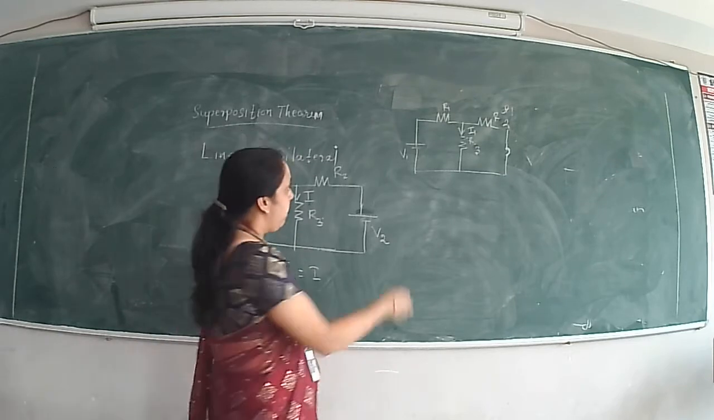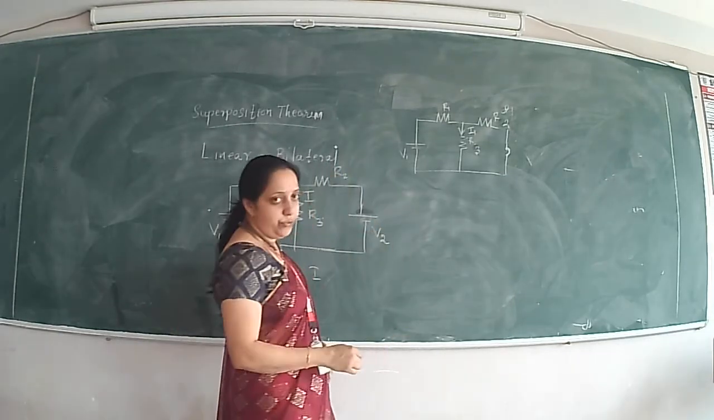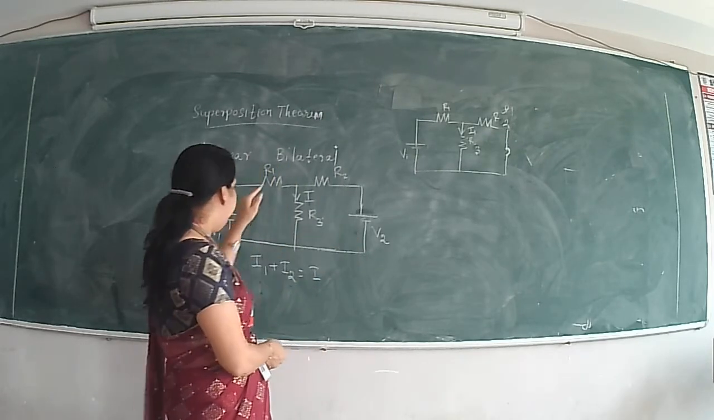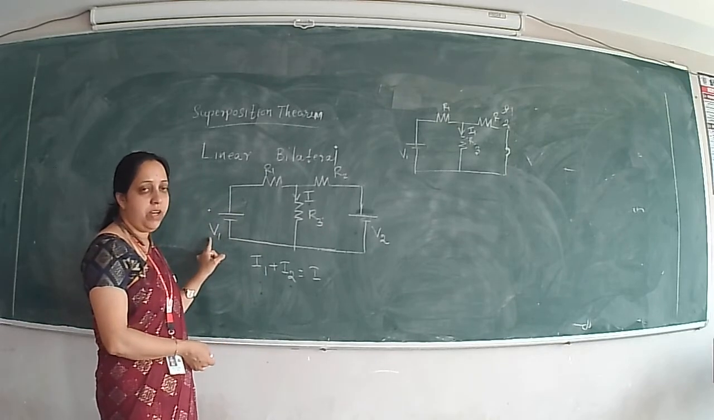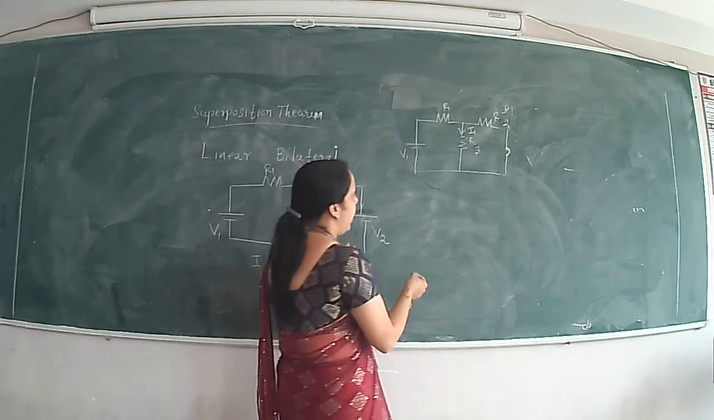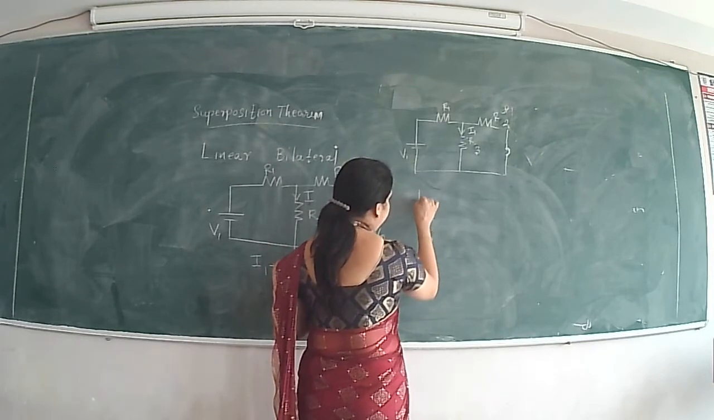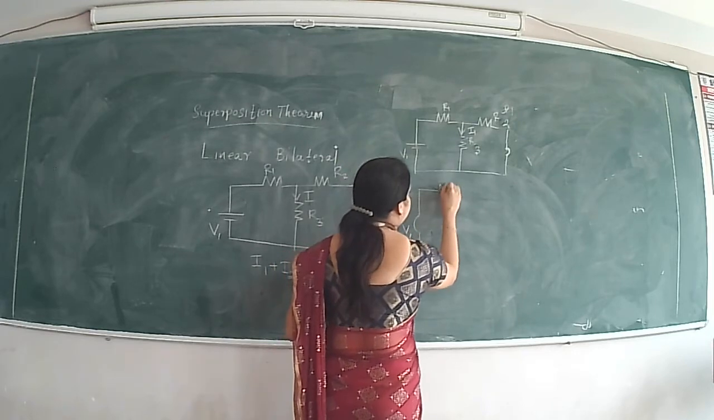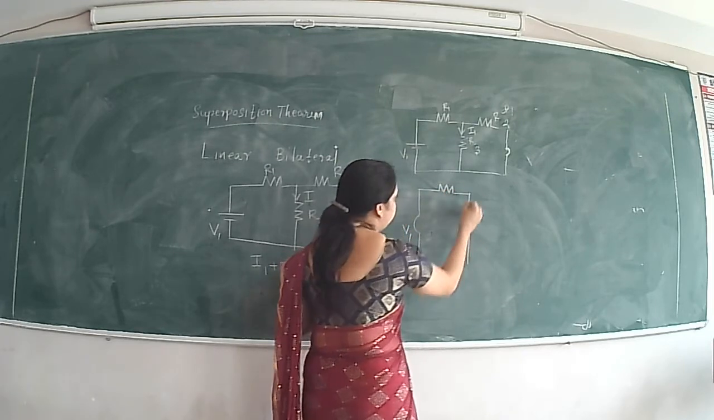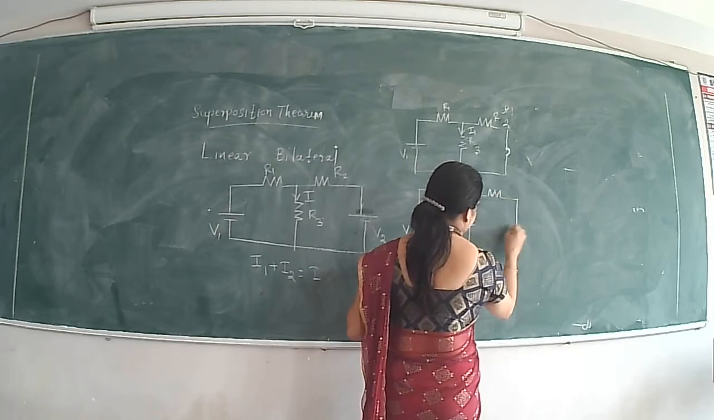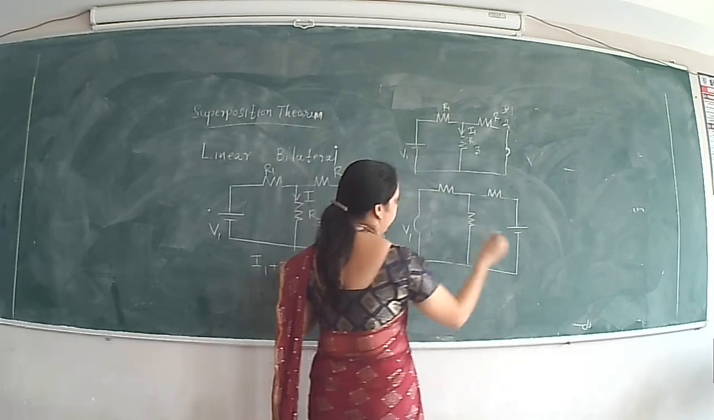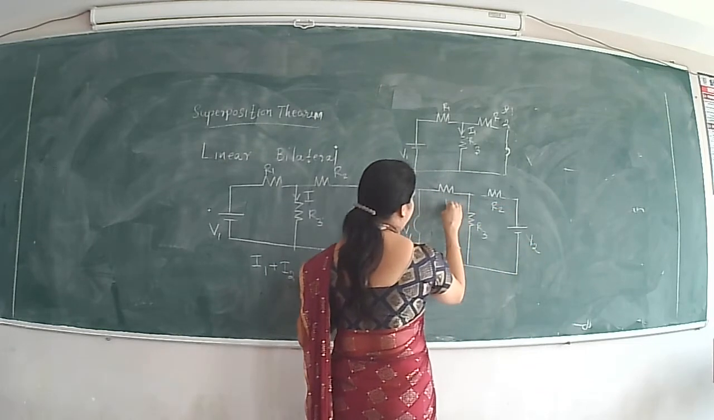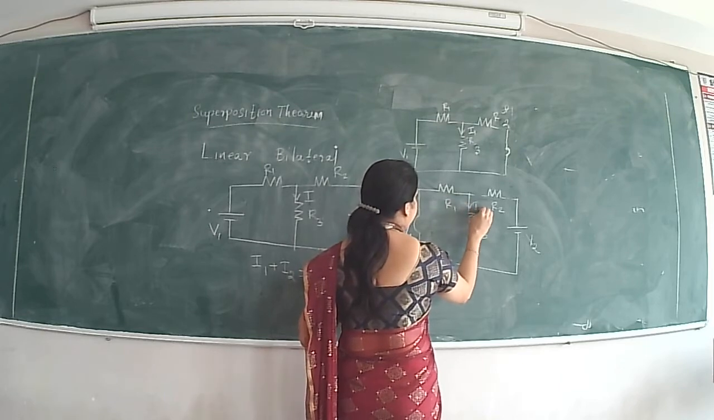Then to find out I2 current, we are considering V2 is acting alone. At that point, V1 may not be there. V1 we will be short circuiting. So to find out I2 current, let us short V1 and consider V2 is acting. So V2 is acting here. This is R3, R2. Now we will get the current here, I2.